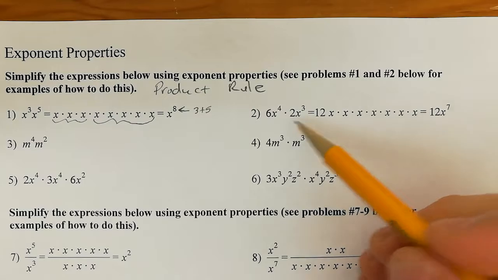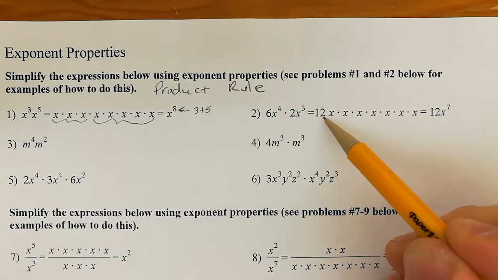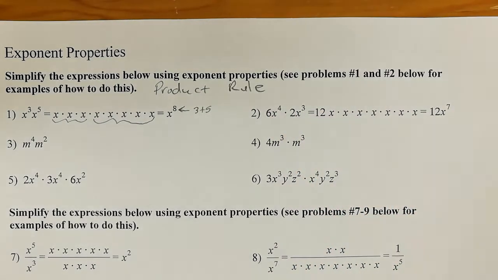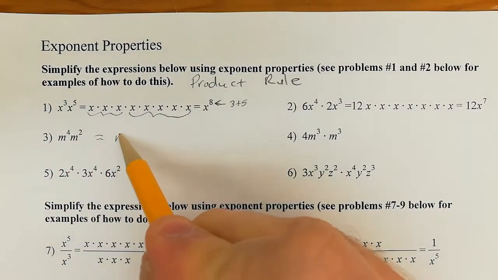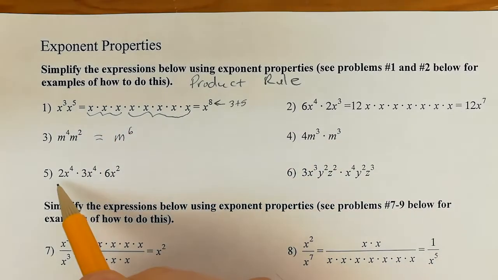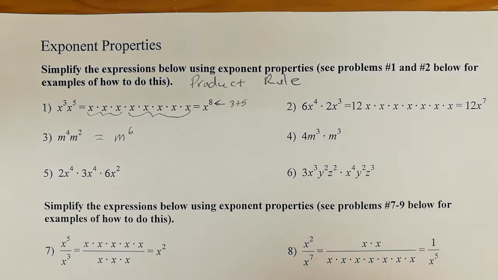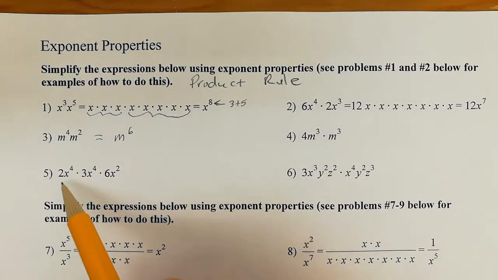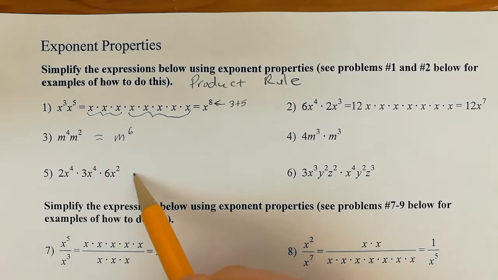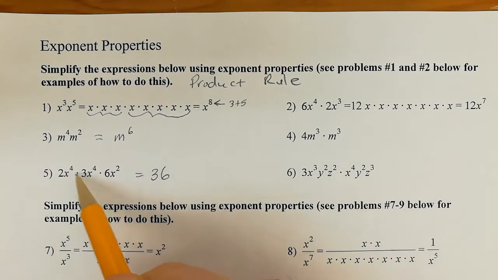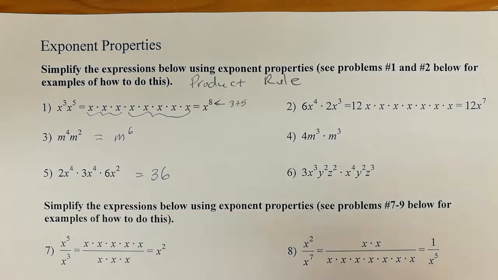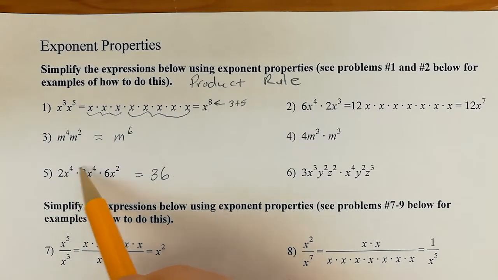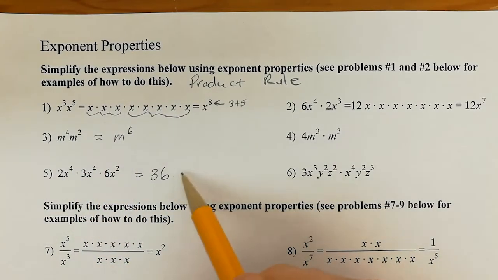Over here, if you have coefficients, you just multiply those together, and then you add the exponents of the variable. So number 3, you would just end up with m to the 6th. Just add that 4 and 2. Number 5, you would multiply these regular, non-exponent numbers, the coefficients here. 2 times 3 is 6, times 6 would be 36. And then the exponents add up. That's all the same variable, too. You're going to make sure the variables are the same letter. Yes, they're all x, so you can add their exponents together. So 4 plus 4 plus 2, that's going to give us 10.